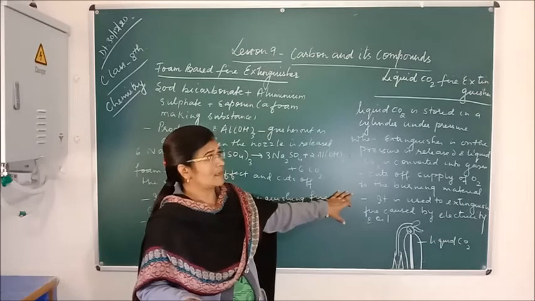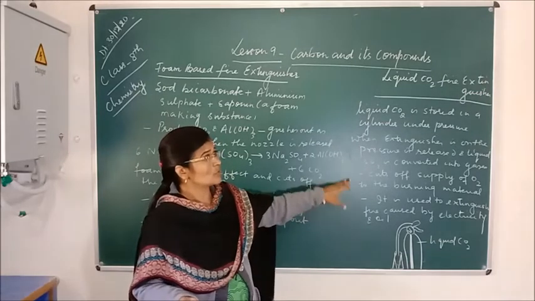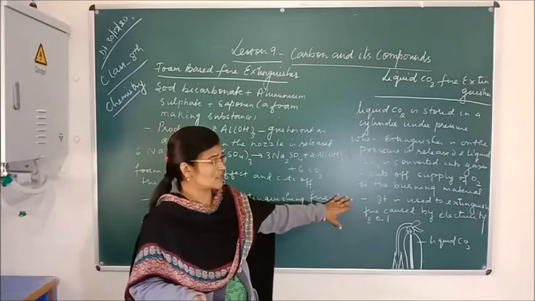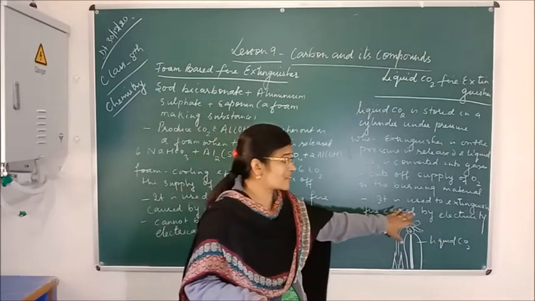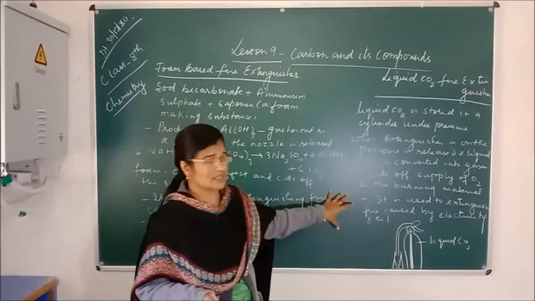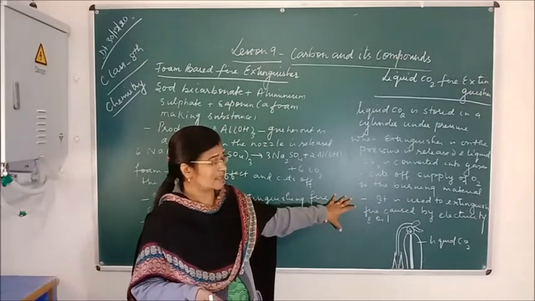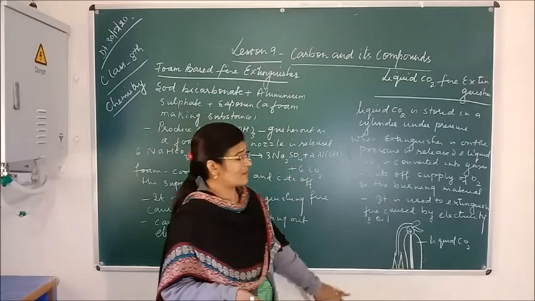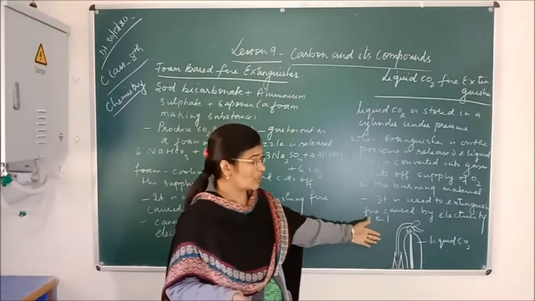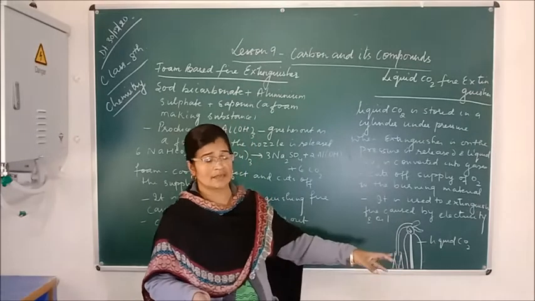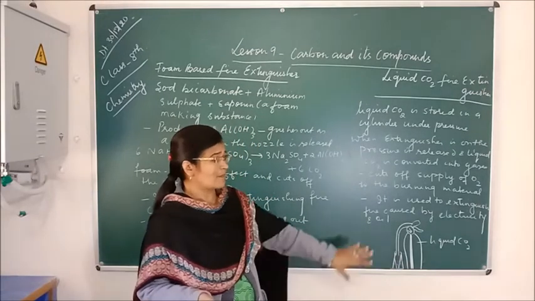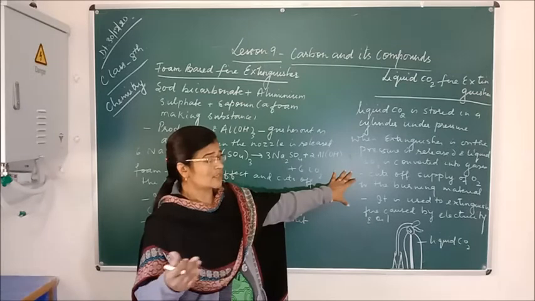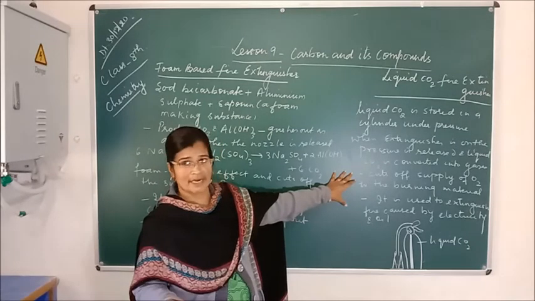So this type of fire extinguisher in which the liquid carbon dioxide is used is called liquid carbon dioxide fire extinguisher. And this type of fire extinguisher is specially used to extinguish fire caused by electricity as well as oil, because here no water is required, only liquid carbon dioxide is taken in the cylinder. This is the cylinder, here the liquid carbon dioxide is filled under pressure. When this fire extinguisher is on, the liquid carbon dioxide converts into gaseous carbon dioxide, and when it is released, it cuts off the supply of oxygen and the fire gets extinguished.